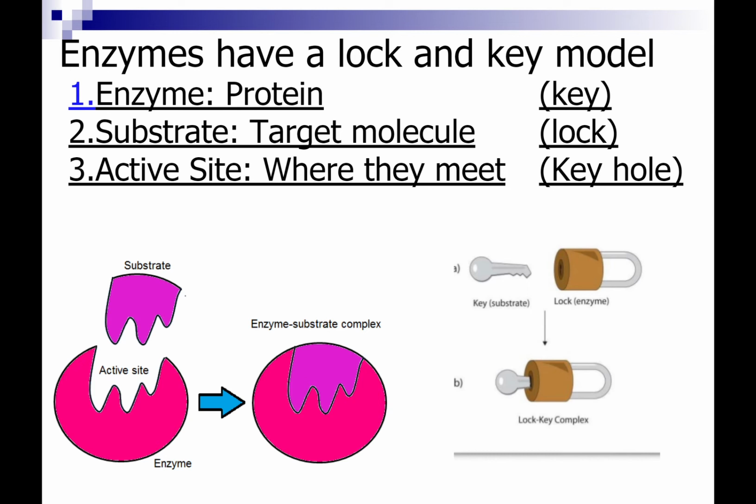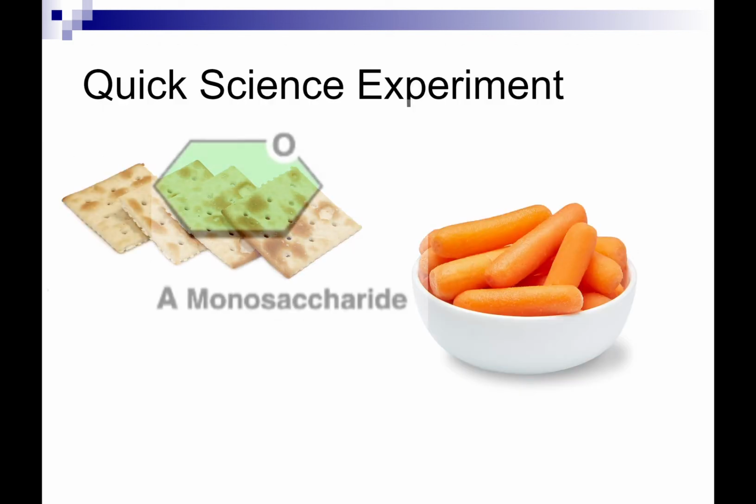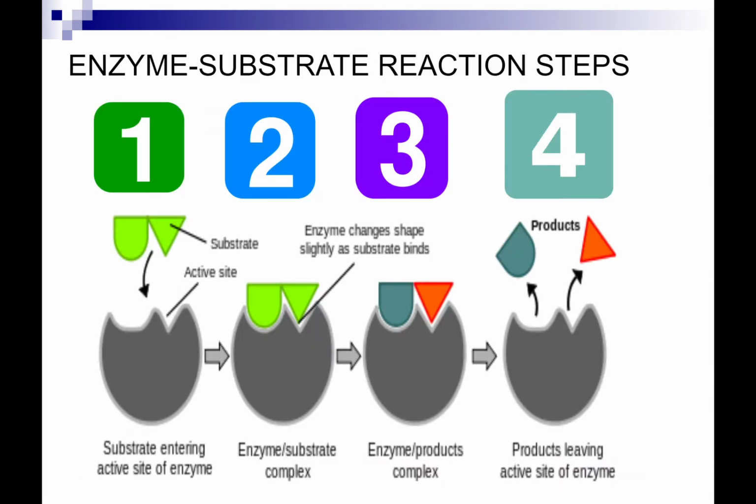So basically, an enzyme is specific, like a key, and it will always specifically match one substrate, right? A key is made for a lock. And the active site is where they meet. Now, think about it. What happens if the key goes in the wrong hole? Will it unlock it? No. So that's why we call an enzyme just like a key, because the enzyme will only work with a specific substrate, just like how a key works with a specific lock. Okay, and I'll talk about the quick science experiment later.